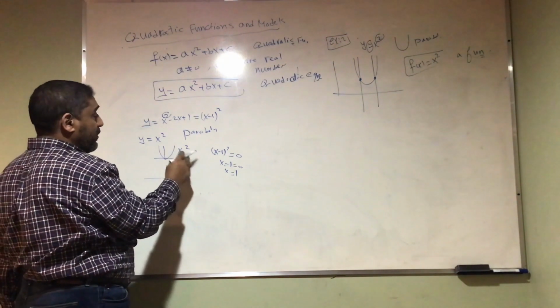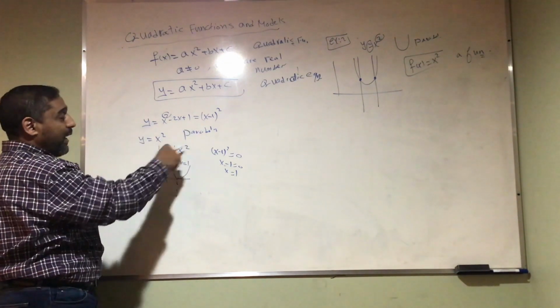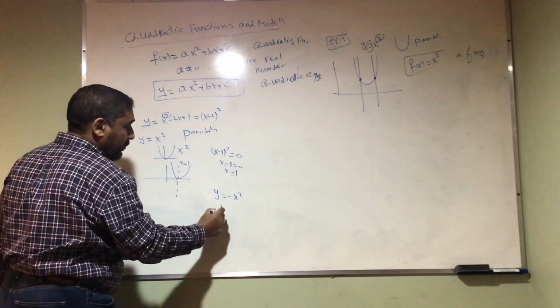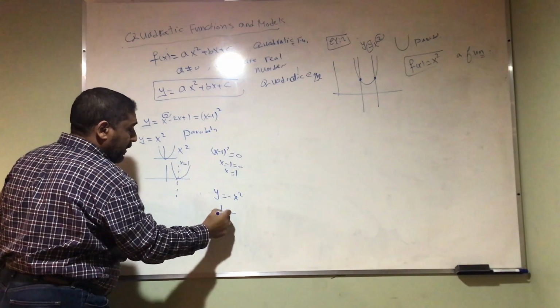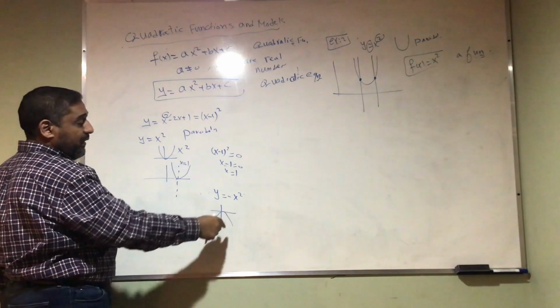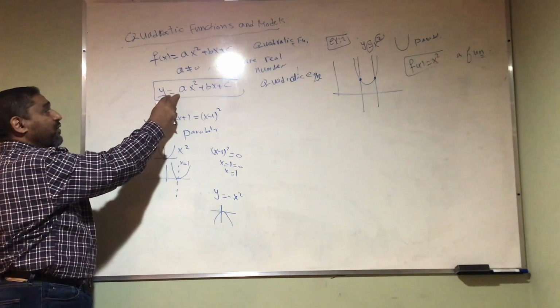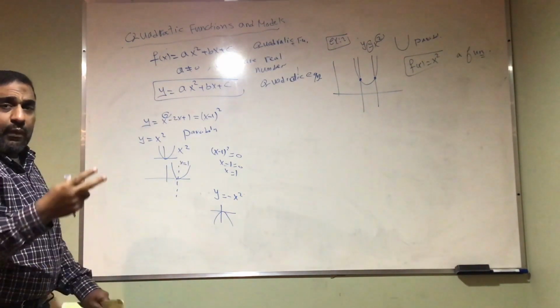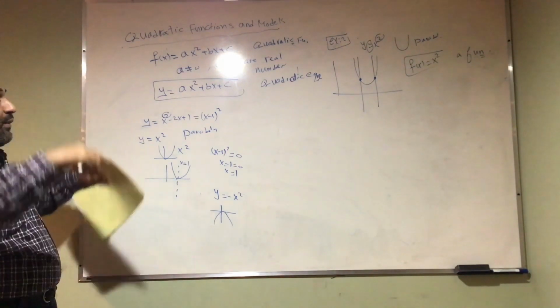If you have y equals x squared, that is the graph. The parabola opens up like this. If you have, say, y equals minus x squared, then the parabola opens down like this, right? For all cases, if I give you any quadratic equation like this, the graph will be a parabola. It might open up or open down.